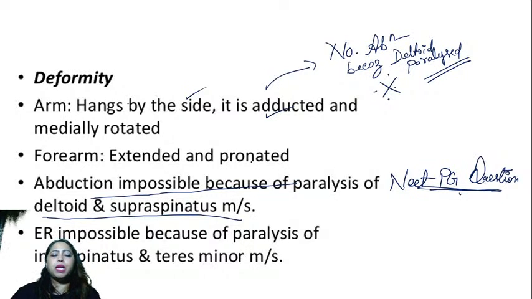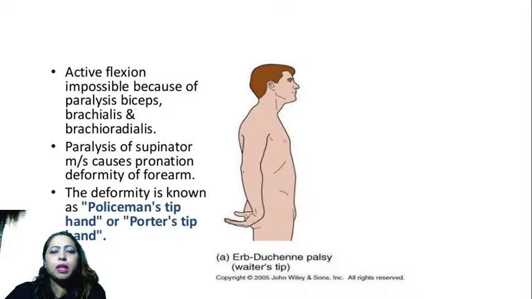Must know this. And here, it's not possible because of paralysis of infraspinatus and teres minor. All right, next one. This is how it looks. You can see that the person has adducted, the shoulder is adducted and it is pronated. You can see it is pronated, right? It is not supinated, it is pronated.